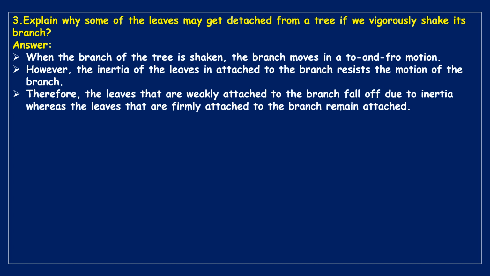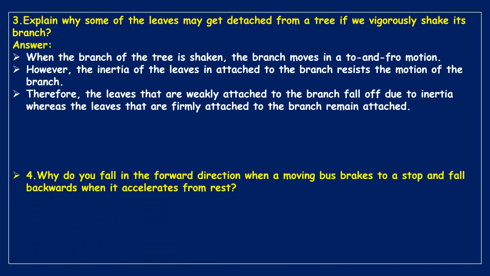Generally, leaves try to continue in their rest position, and in that scenario, they resist the to and fro movement of a branch. The ones which are attached to a branch weakly can fall off due to inertia.